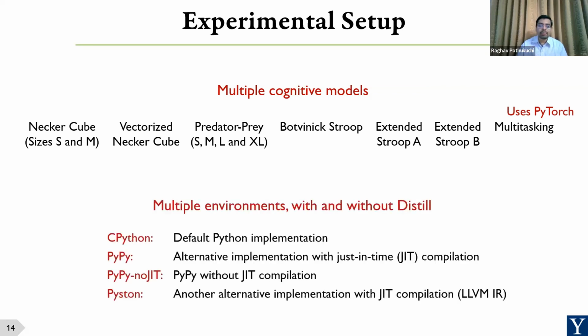We evaluate 4 environments with and without Distill. The first is CPython, which is the default Python implementation. The second is PyPy, which is an alternative implementation with just-in-time compilation. We also evaluate PyPy without JIT compilation. The fourth environment is Pyston, which is another alternative implementation that has JIT compilation. Pyston, like Distill, also uses LLVM-IR.